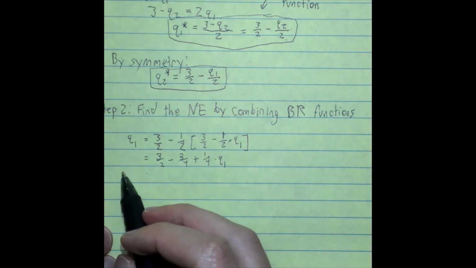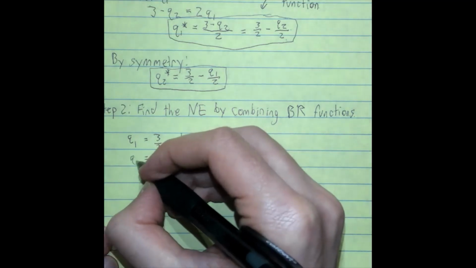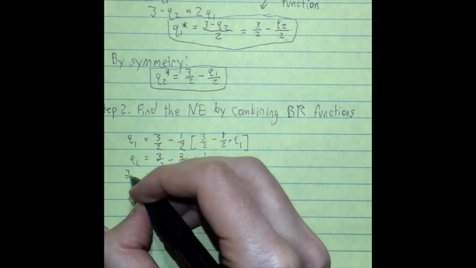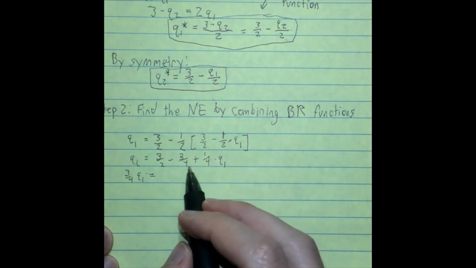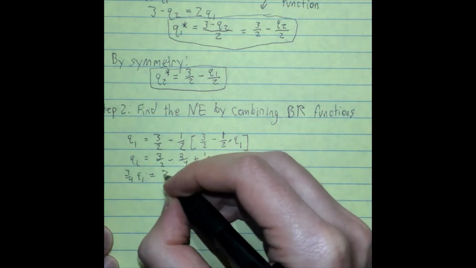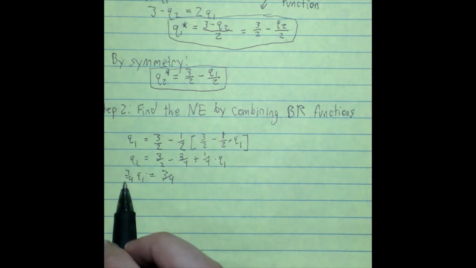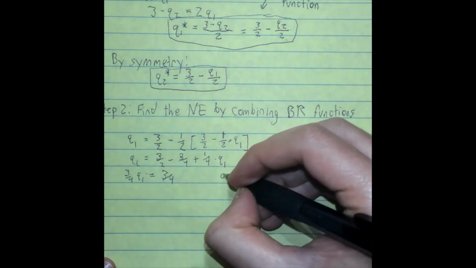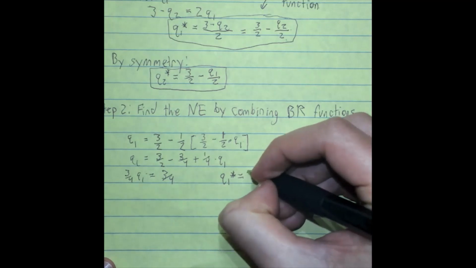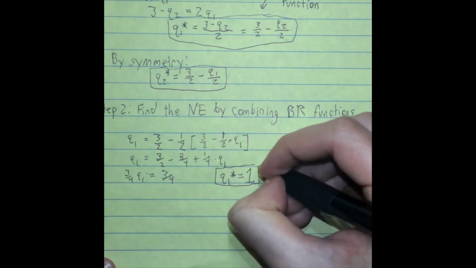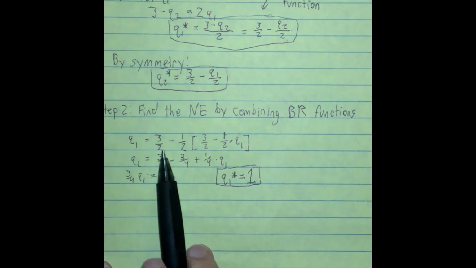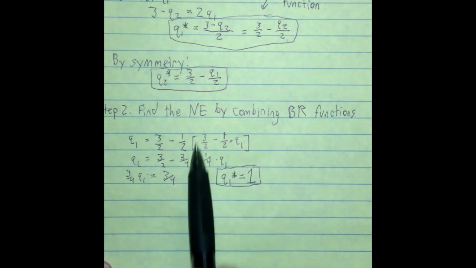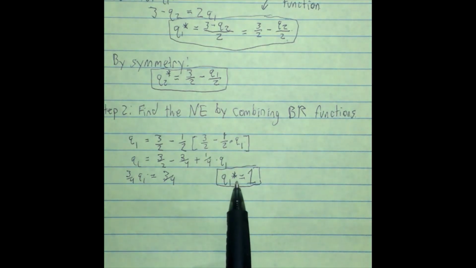We're going to subtract 1 over 4 times Q1 from both sides. And so we're going to get 3 over 4 Q1 is equal to 3 over 2 minus 3 over 4, which is 3 over 4. All right. Multiplying both sides by 4 over 3, we get Q1 star is equal to 1. Okay. So all we've done is just taken Q1 from above, plugged Q2 into it, and then solved for Q1. Okay, so this is really just algebra.